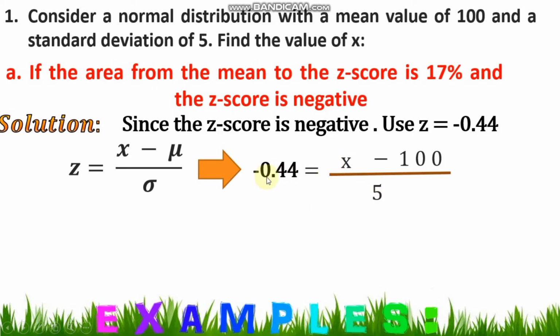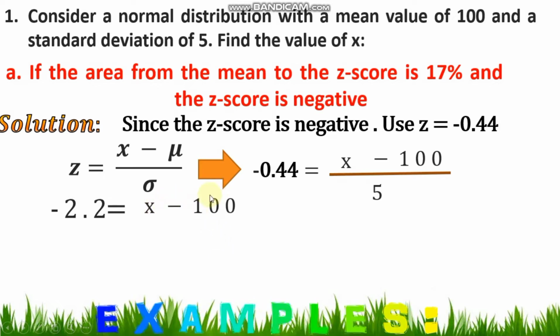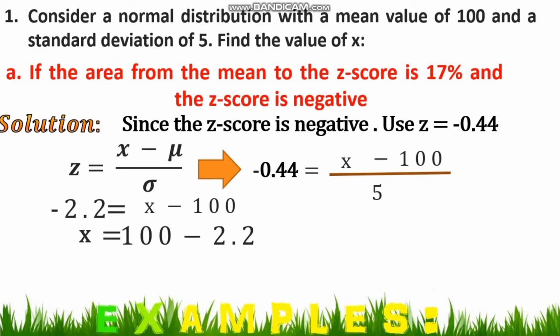So, in solving an equation like this, we have two processes. It's either we multiply the whole equation by 5 or we simply apply the cross multiplication process. So, negative 0.44, the denominator here is 1. So, 5 times negative 0.44 will get negative 2.2. That is equal to x minus 100 times 1, which is still x minus 100. Simplify further, you can actually transpose this negative 100 here. So it becomes 100 minus 2.2, that is equal to x. Take note, we just have the variable x on the left side of the equation.